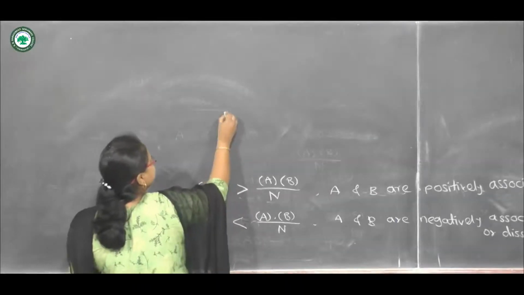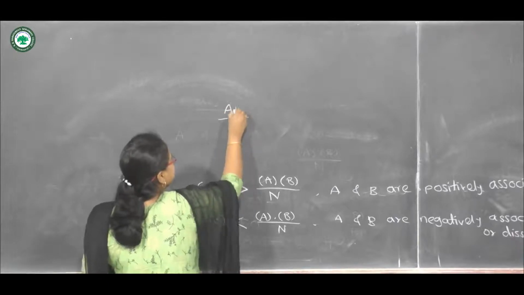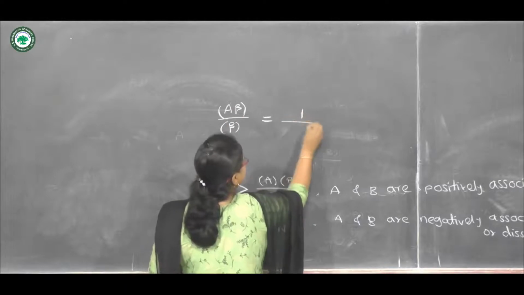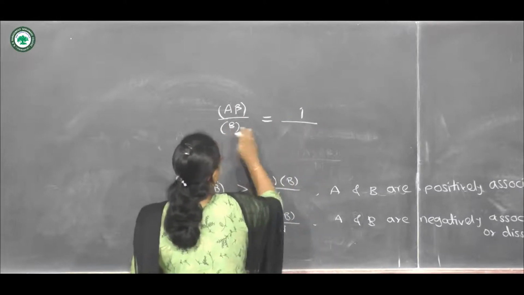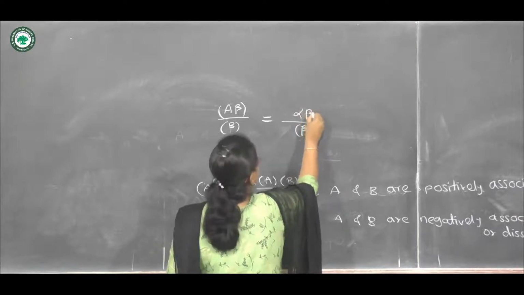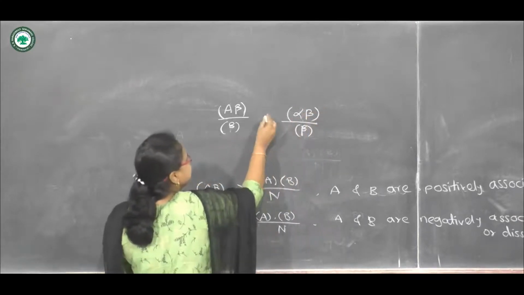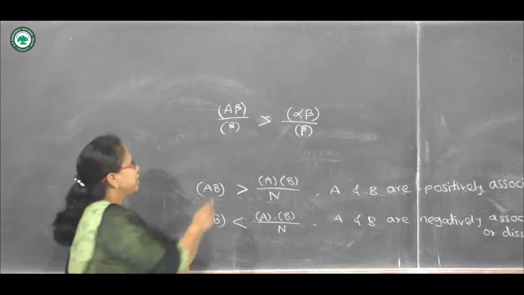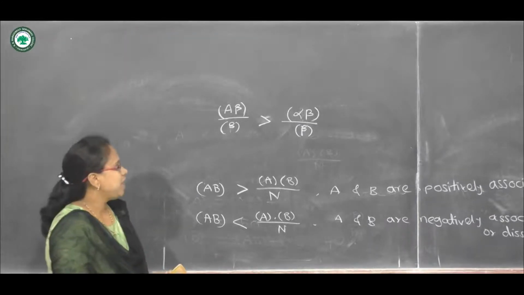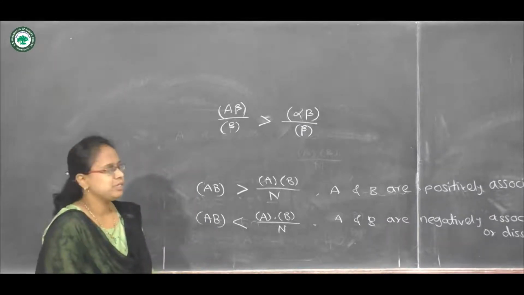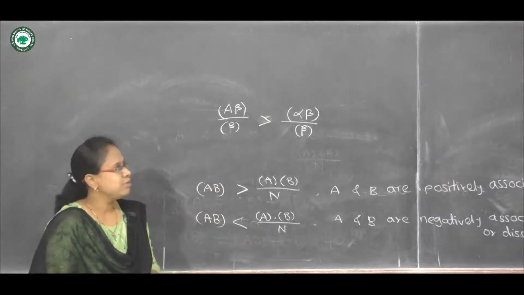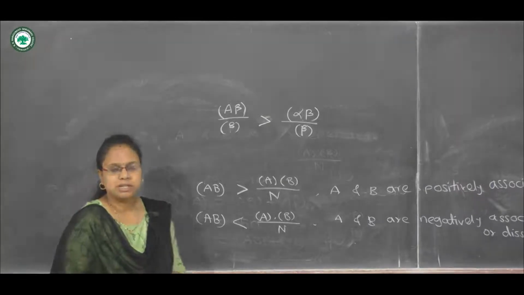Means this proportion (Aβ), and this will be (B) and (β). Similarly, we have to write here (αβ). So if this proportion (Aβ) upon (β) is greater than (αβ) upon (β), then we say that they are positively associated. Further, we can solve this and write down some conditions related to this also.